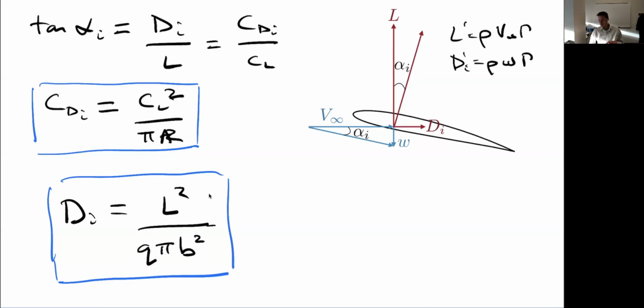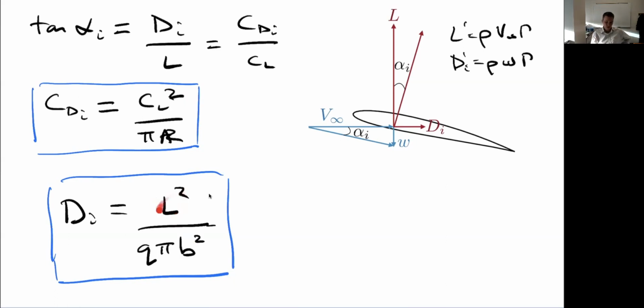This equation also tells me some fundamental things about what I want to do as an aircraft designer. I typically want to keep my induced drag low, and to reduce my induced drag, you can see there are two things that are going to have the biggest impact. It's not that I can just reduce the lift per se. I need my lift to balance my weight generally to keep me in equilibrium.